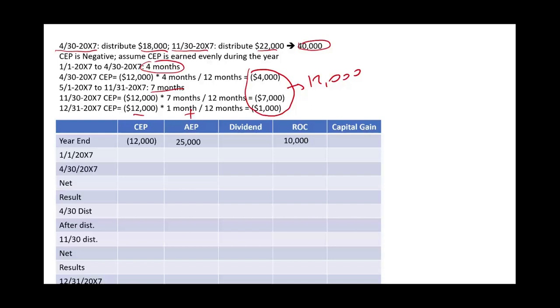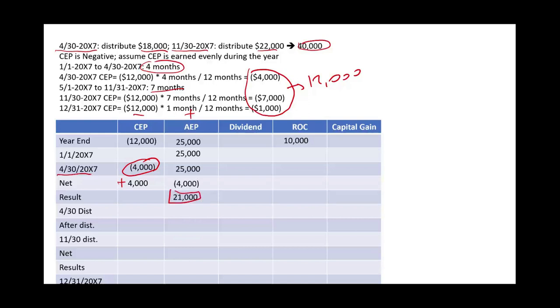Let's go ahead and start to allocate this distribution. Well, the first thing we do, we're going to say we're standing as of April 30th. As of April 30th, we have a negative 4,000 CEP and positive AEP of 25. If we have negative CEP, positive AEP, what can we do? We can net them. So I'm going to transfer this 4,000 to AEP and that makes AEP now 21,000.